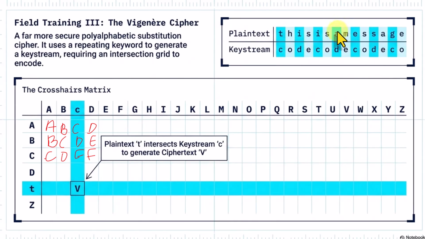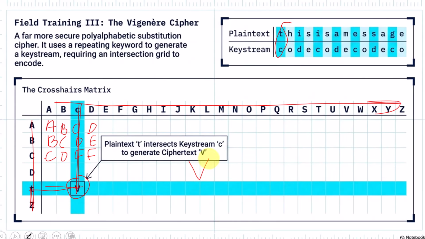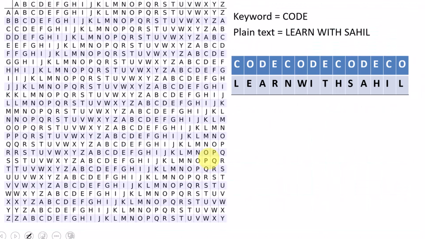Then we write our plain text and our key stream, and we get these two sets of letters. We take the plain text letter from the columns and the key stream letter from the rows, and find where they collide, or where they intersect. The intersection is the first cipher letter. So for T and C, we have gotten, for example, V. Clear? That's it. In the next slide, we will do it in detail.